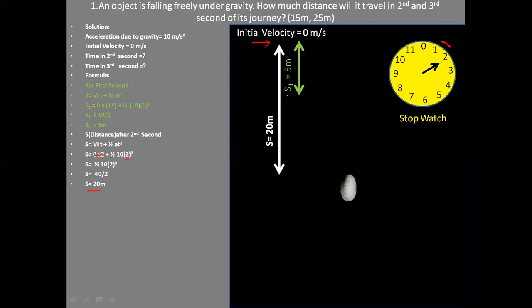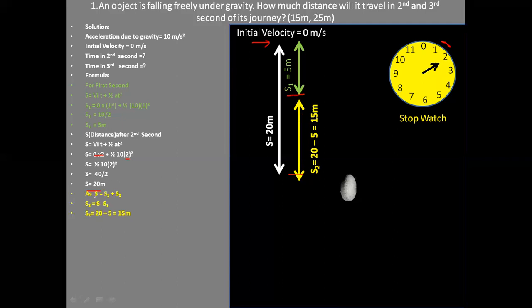So how much did it cover from 1 second to 2 seconds? For that, we have to measure the distance from here till here, because this much distance we have already seen it has covered in 1 second. Now we have the total displacement, which is 20 meters, and we have already calculated the distance for 1 second, 5 meters. So S2 will be equal to 20 minus 5, which is equal to 15 meters. So this yellow line is showing 15 meters.